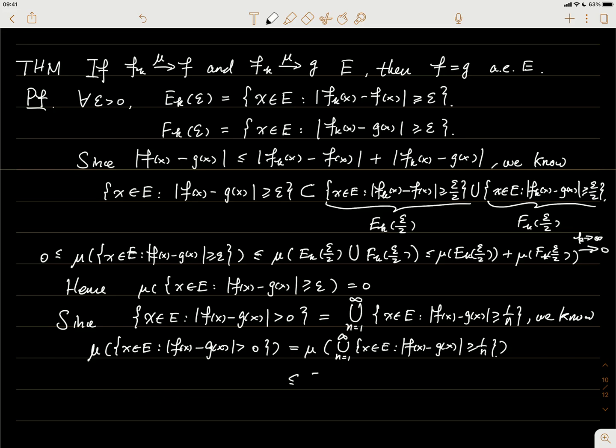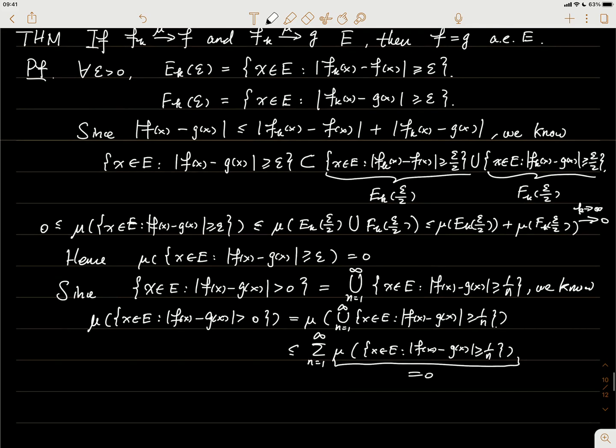And this is just less than or equal to the sum of the individual measures of the individual sets. But note that this part is equal to 0, since we have shown that the measure of the set is equal to 0 for any epsilon. Just taking epsilon to be 1 over n, we show this is 0, and we're just taking the sum of zeros, and it's always 0.